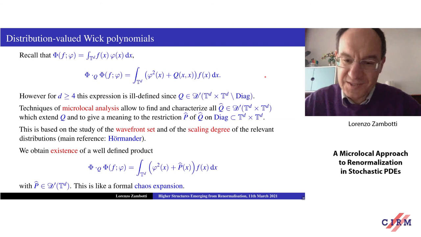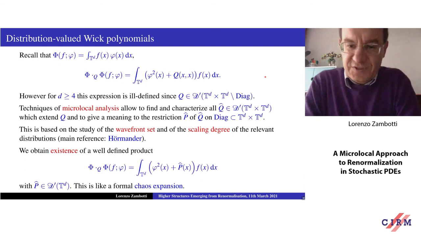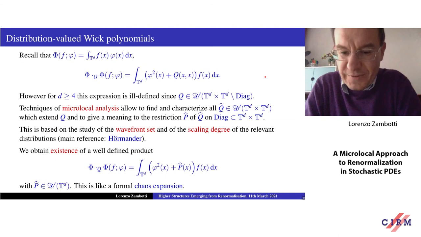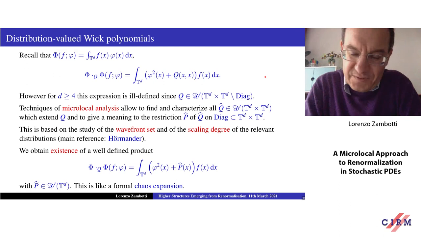All this is based on a rather strong and not so simple theory, which is mainly due to Hörmander. And the main terms here are the wavefront set, which is essentially the set of singularities of the distribution. Okay, it's a bit more than that, but it is related to that, and the scaling degree, which is somewhat what we call the homogeneity of the distribution.